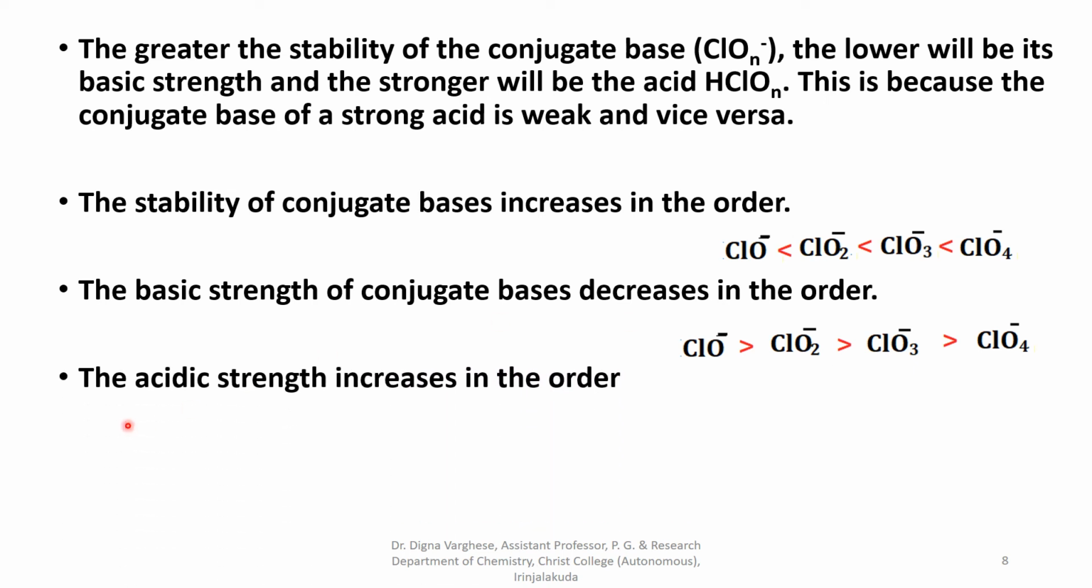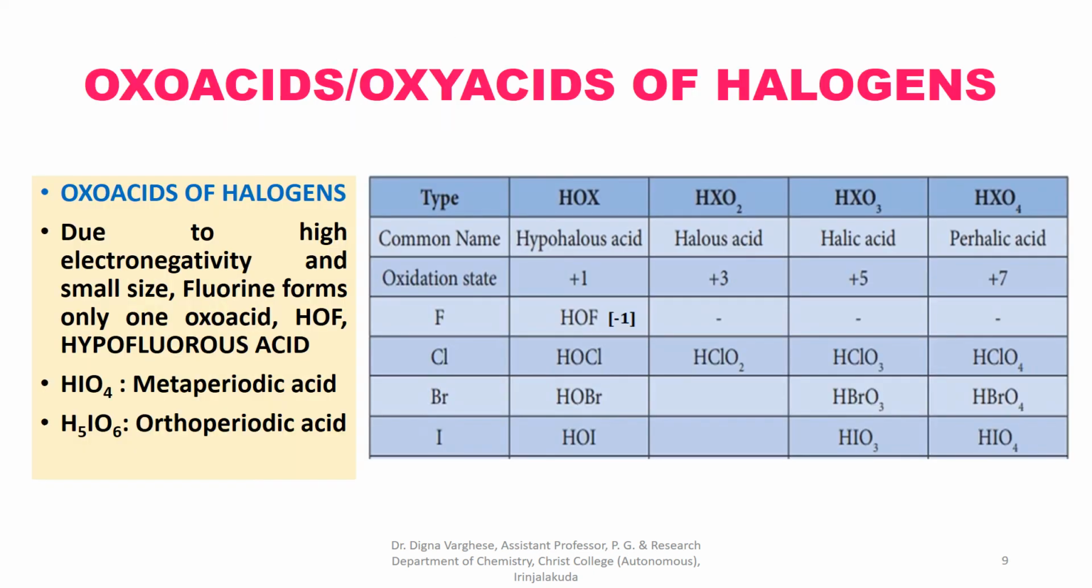The acidic strength of the acids increases in the order HClO4 greater than HClO3 greater than HClO2 greater than HClO. Among the oxyacids of chlorine, perchloric acid is the strongest acid and hypochlorous acid is the weakest acid.